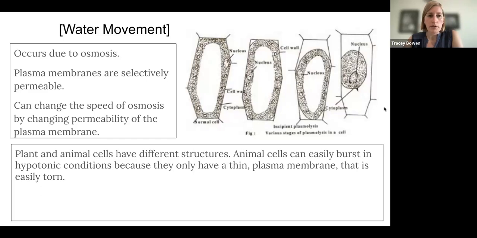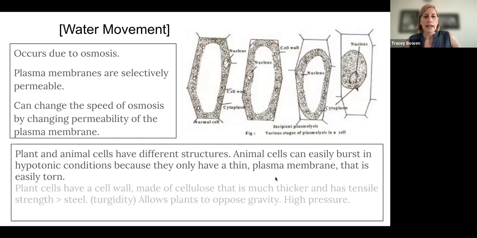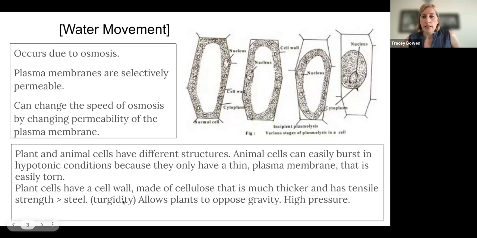So animal cells can easily burst in hypotonic conditions because they only have a thin plasma membrane that is easily torn. Plant cells have a cell wall, and that cell wall is made out of cellulose, which is much thicker, and it has a high tensile strength, almost more than steel. And that tensile strength allows plants to oppose gravity, but it also allows there to be a lot of pressure on the inside of those cells. So the cells can fill up very, very full with water and press on the cell walls without bursting. And a cell that is full like that is said to be turgid.